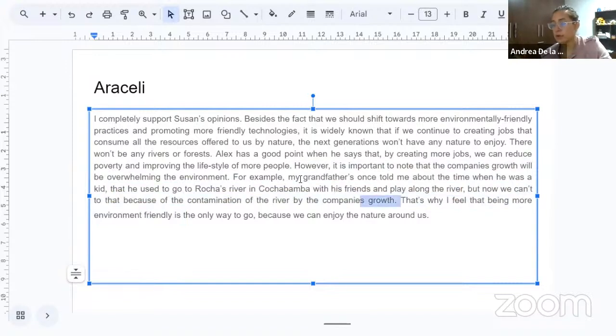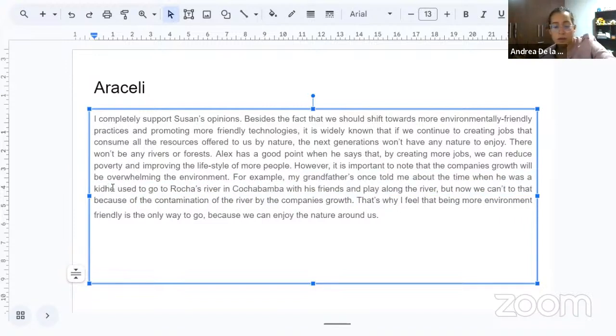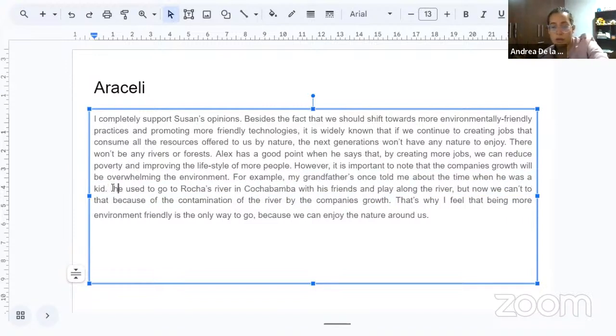And this is a tip for all of your writing. If your sentence has more than one transition or more than one connector, then you gotta break down that sentence into two or three sentences. In this case, here, maybe you should place a period. He used to go to Rochas River in Cochabamba with his friends and play along the river.